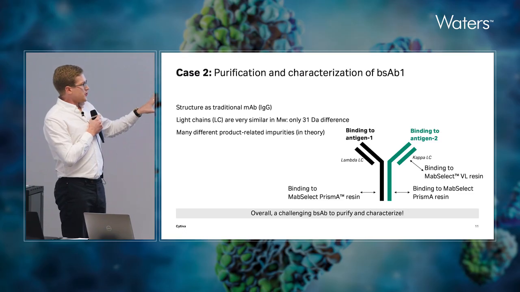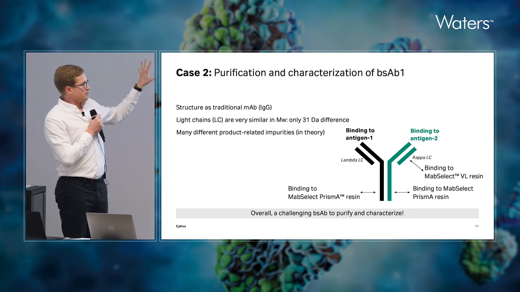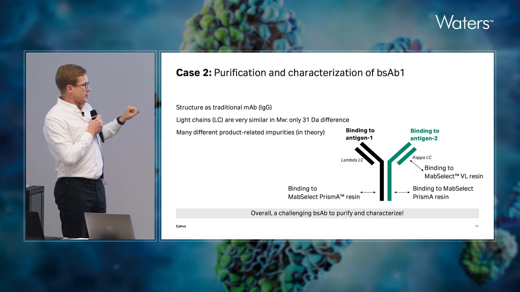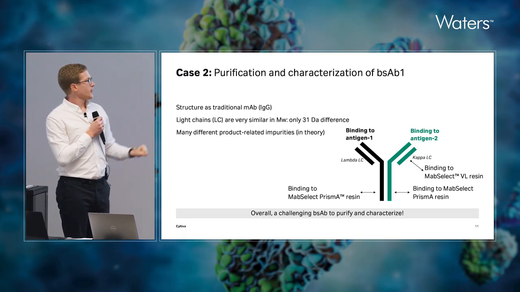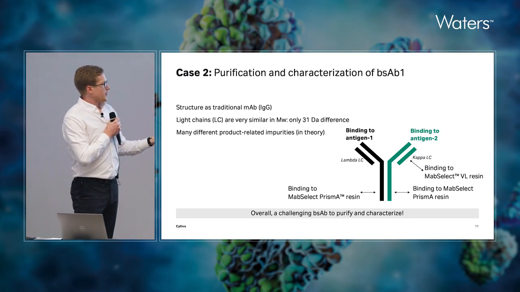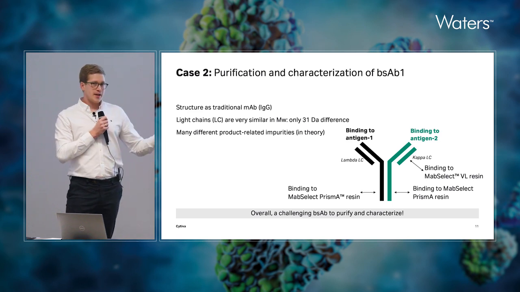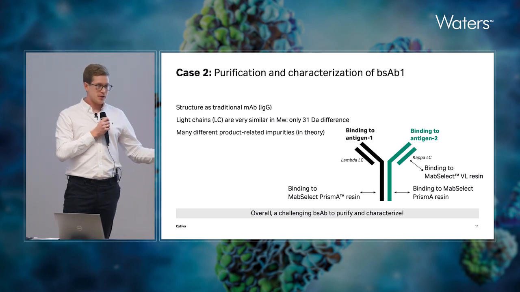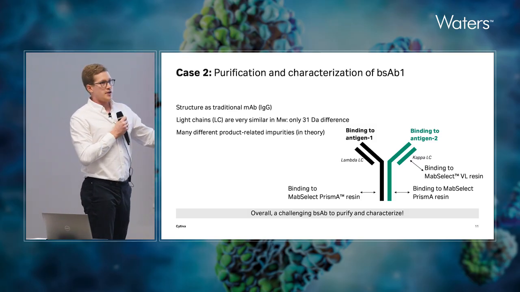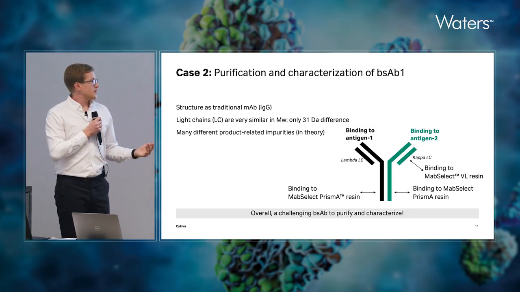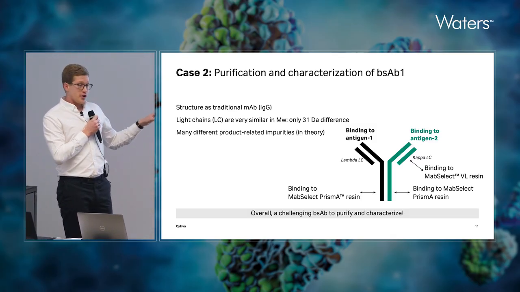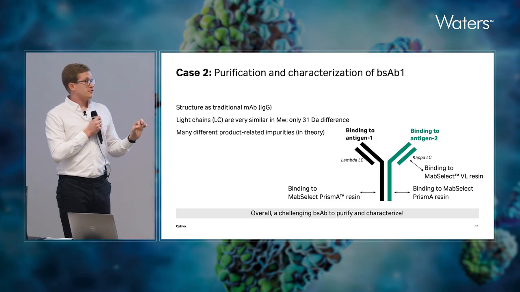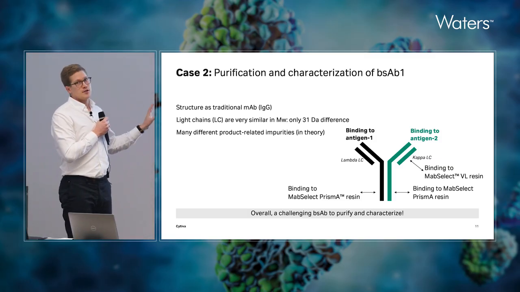So if we look at the structure, this one will bind 2 different antigens, black and green. It will have 2 light chains that are of different isotypes, lambda and kappa, and then we have the Fc part. And what I've highlighted here are 2 of our capture resins. It's MabSelect PrismA. This is a protein A-based resin. And I have MabSelect VL, which is a protein L-based resin. PrismA will bind to the Fc part, so down here on the antibody. MabSelect VL will bind specifically to the kappa light chain, not to the lambda light chain.